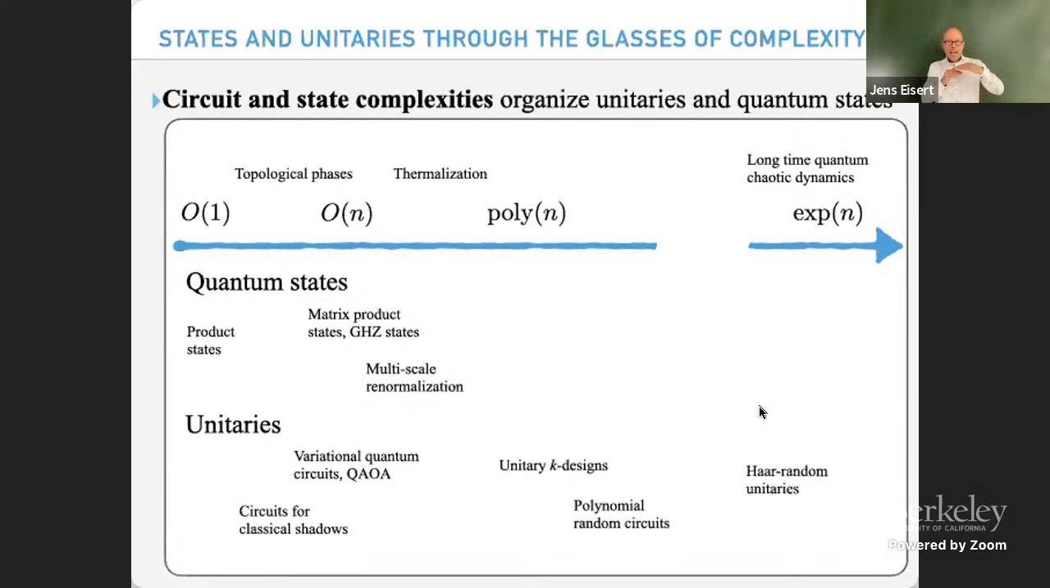complexity and so on. On the unitary side, we can think of block circuits, for classical shadows, which are on the shallow side. There are variational quantum circuits for quantum approximate optimization, unitary k-designs we come to later, polynomial random circuits that Nick has worked so much on. And on the right-hand side, we would have Haar-random circuits that are really costly to spell out and approximate well in terms of quantum circuits. So again, circuit and state complexities are very natural and meaningful and make a lot of sense. They catalog states and so on. They relate to notions of computational complexity, but they are notoriously hard to compute.